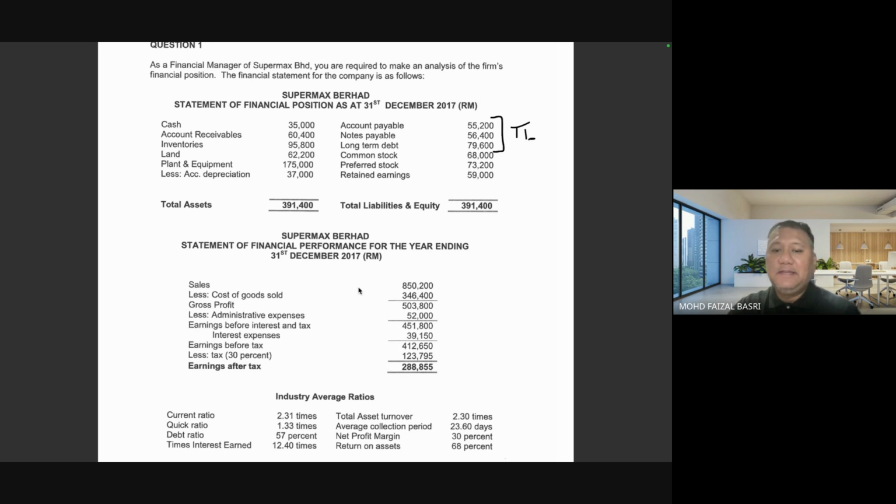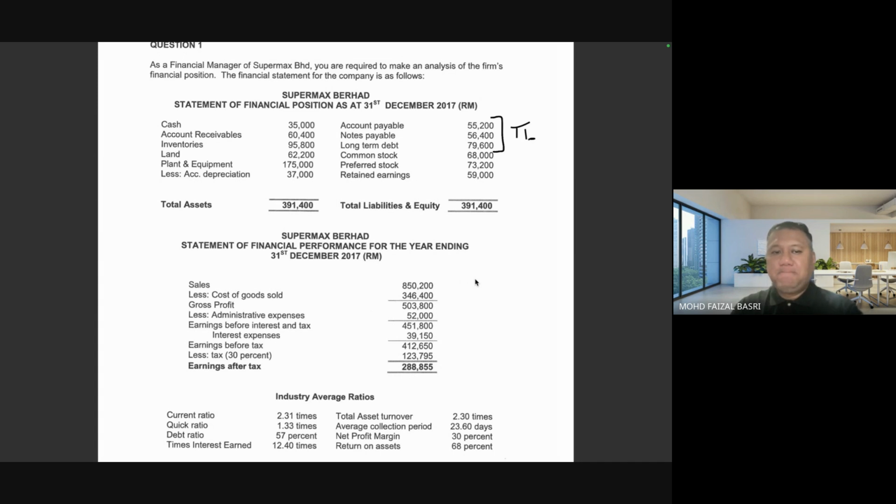So total asset tak payah kira, total asset dia dah bagi kat sini 391,400. Cuma kalau kita katakan soalan dia is fixed asset turnover, then kita kena carilah fixed asset kat atas ni. Okay, kena calculate satu-satu lah. But since the question asks for total asset turnover, so we use lah total asset. So total asset adalah 391,400. Okay, and our sales turnover adalah 850,200.